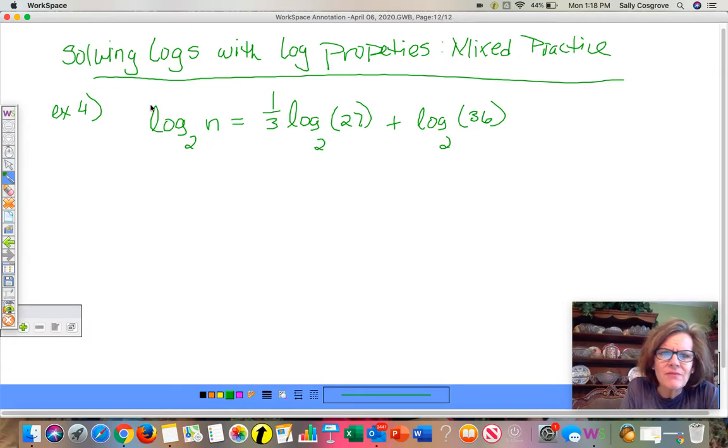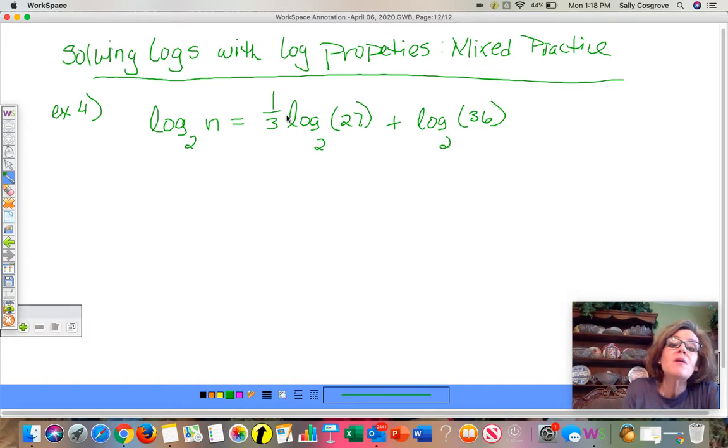And I have logs on both sides. So at some point, I might use the log property of equality that says log base b of this equals log base b of that. I might use this product property because I'm adding. And do you notice anything else on this one? Look right out here. 1/3. I have a number multiplying out in front of the word log.